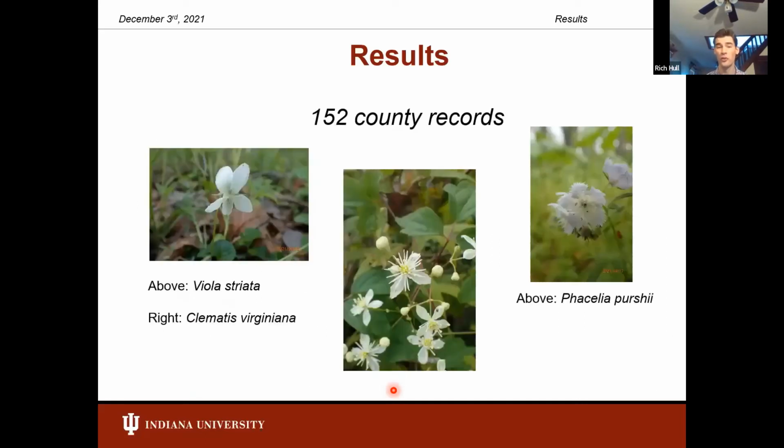So moving on to the county records, overall I found 152 of them. These are just some examples. So here we have Viola striata from Posey County. We have Clematis virginiana from Tippecanoe County. And we have Phacelia purshii from Knox County.